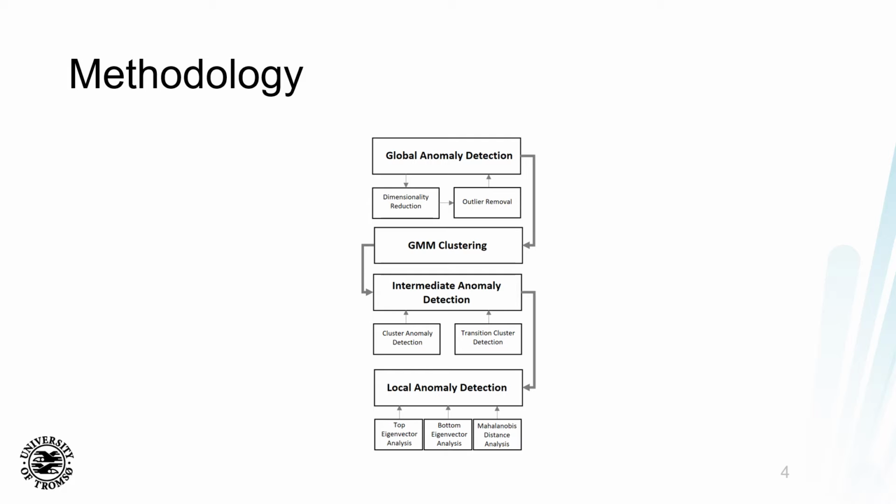After this, we then look at the remaining clusters, and you can go into a cluster of what is defined as normal behavior and identify local anomalies within this cluster as well. So this is facilitated by conducting a top eigenvector analysis, a bottom eigenvector analysis, and a Mahalanobis distance analysis.